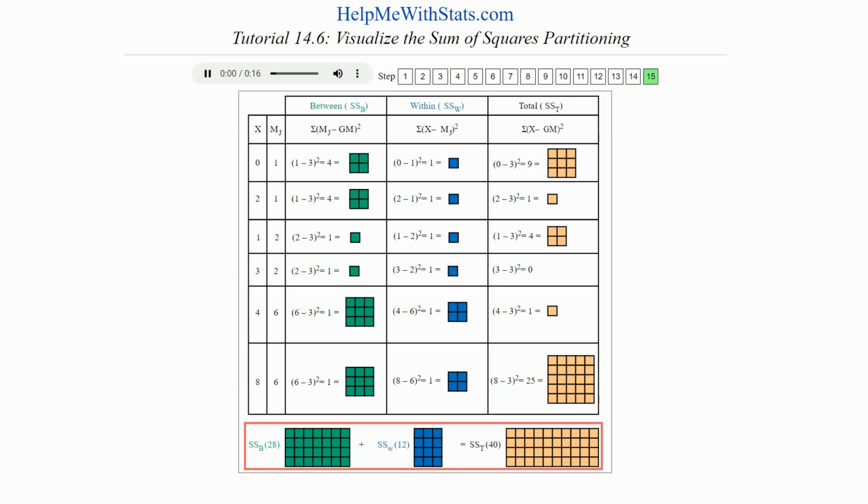The bottom of the display shows the total between group sum of squares, 28 green boxes, and the within group sum of squares, 12 blue boxes. These two sources of variability add up to the total variability, 40 orange boxes.